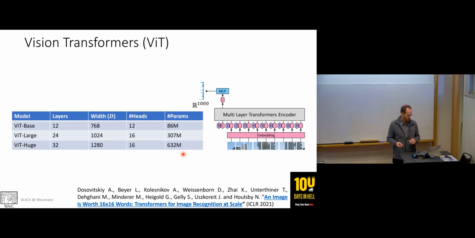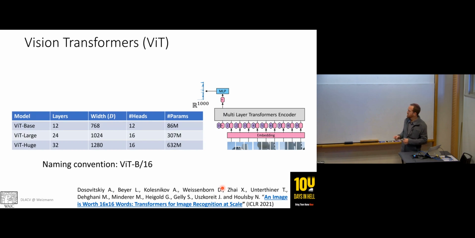For comparison, we talked about the ResNet architecture. ResNet is around 25 million parameters, so it's even smaller than the ViT base. On the other hand, the VGG network that we saw has almost 140 million parameters, which is somewhere between the base and large.